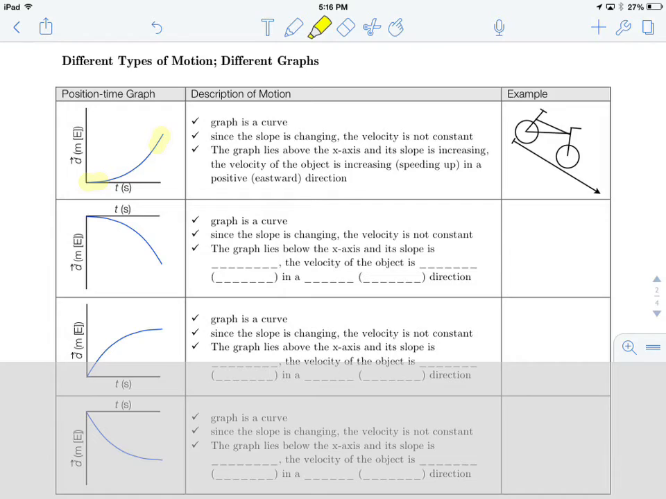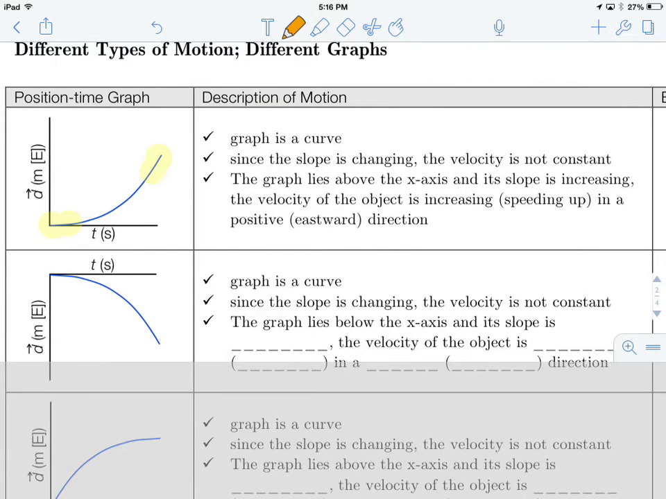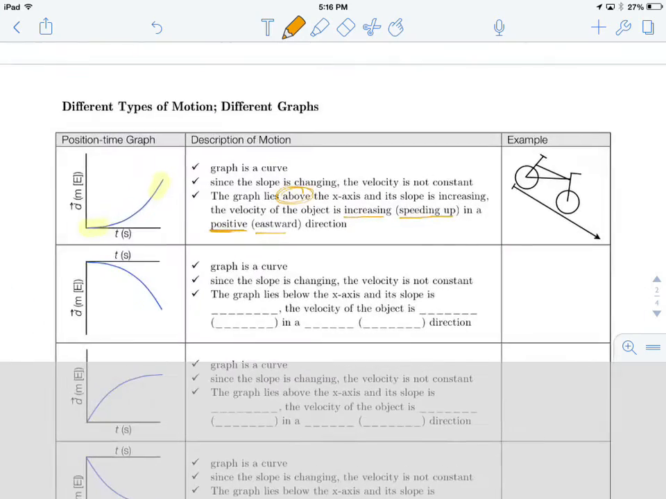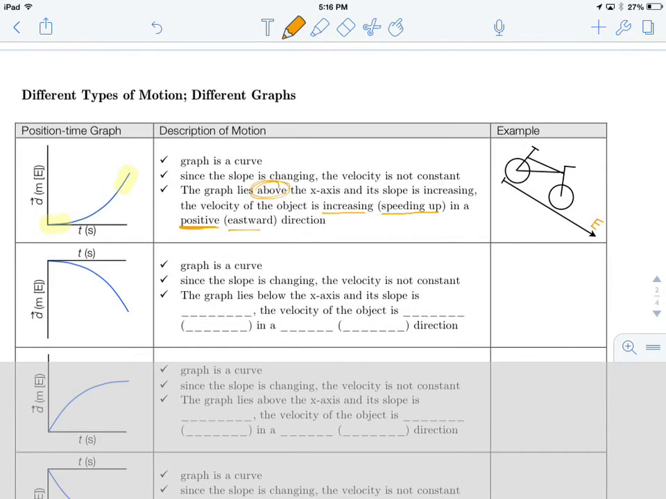Because the graph lies above the x-axis and its slope is increasing, the velocity of the object is increasing, so it's speeding up. And because it's above the x-axis, it's in a positive or eastward direction. An example of this would be, say, a bicycle traveling eastward. So if east was down the hill, this bike would be speeding up, traveling eastward. So the bicycle is speeding up in the east direction.